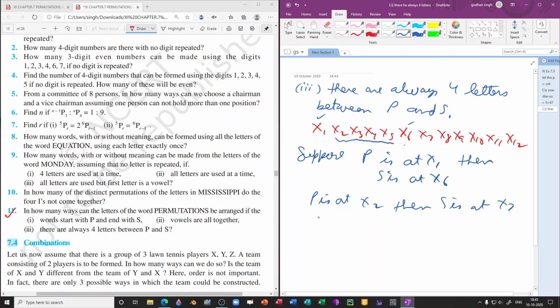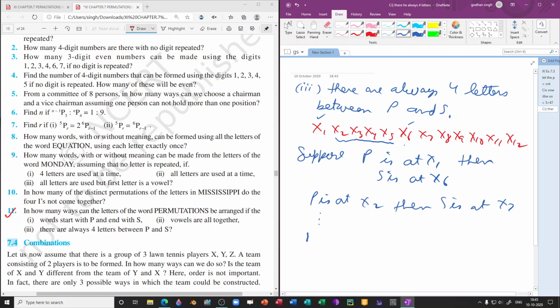And in the same way, we can see here that S can occupy places X6, X7, X8, X9, X10, X11, X12. How many ways are there? 1, 2, 3, 4, 5, 6, 7.